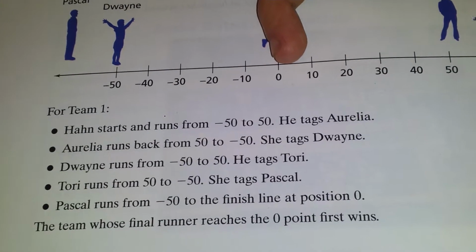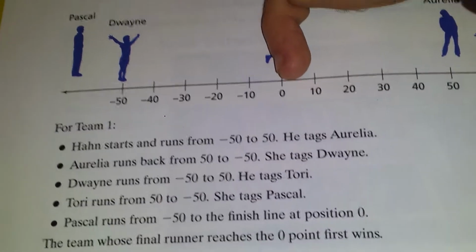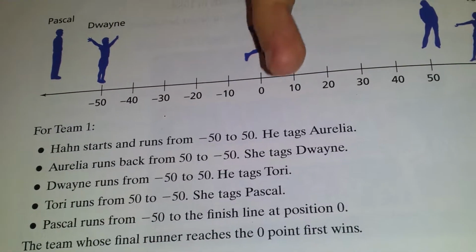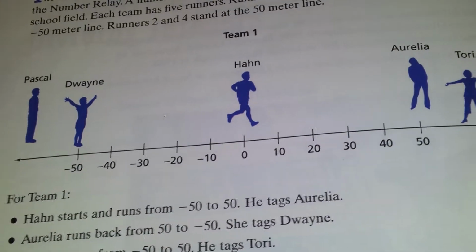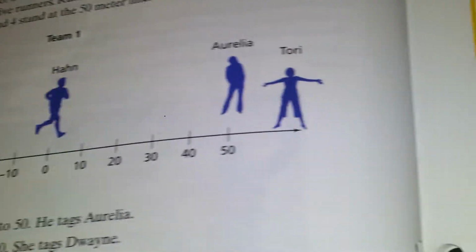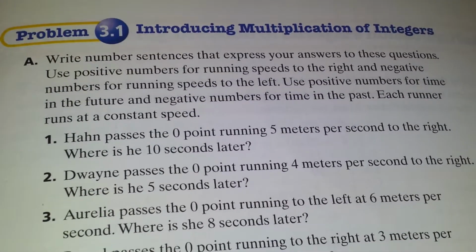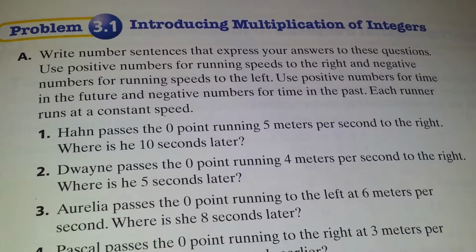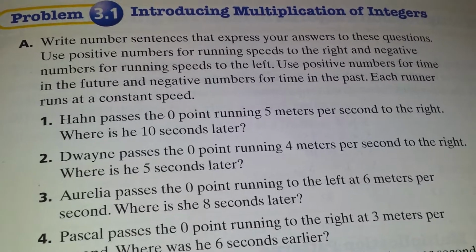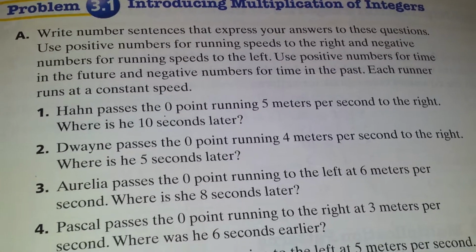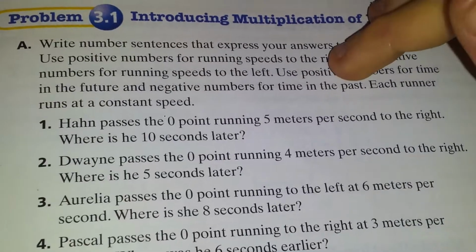The team whose final runner reaches the 0 point first wins. So if Pascal and his teammates are fast enough, Pascal will be the first one to make a win for his team. Let's figure out what we're going to use this for. Well, we have to write number sentences that express our answers to the questions. Use positive numbers for the running speeds to the right.